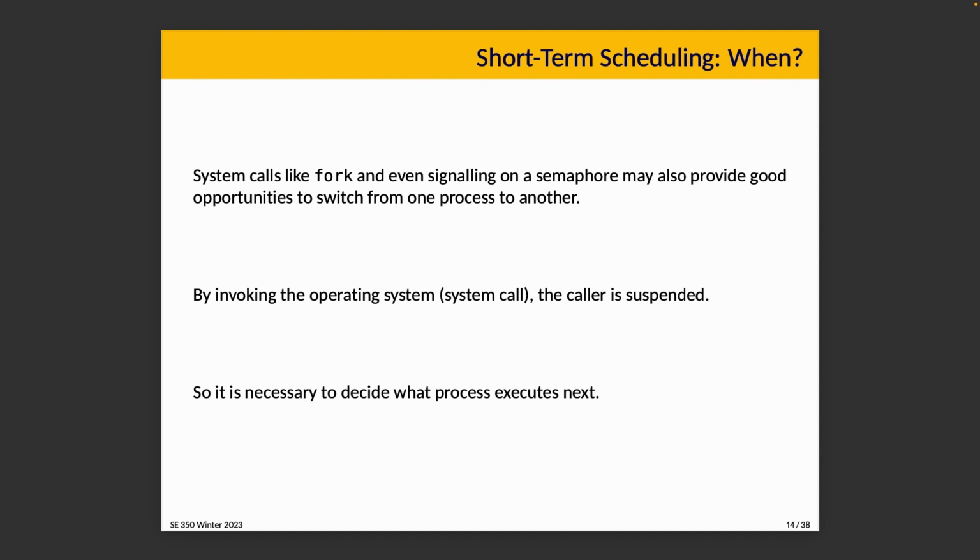Now, a system call like fork or even signaling on a semaphore is also an opportunity to switch from one process to another, because when we invoke the system call, we call the operating system, the caller is suspended, and it's necessary then to decide what process is going to execute next. When we talked about fork from the calling perspective, there was a lot of emphasis on the idea that we don't know whether the parent process or the child process is going to continue executing first, or maybe they execute concurrently after the call to fork. And we said, well, it's the operating system's decision and we can't really influence that.